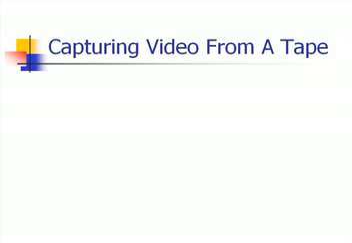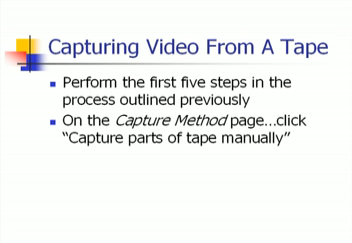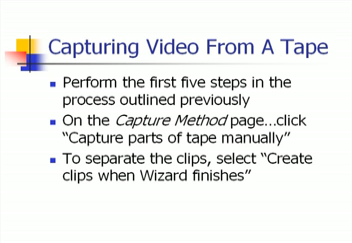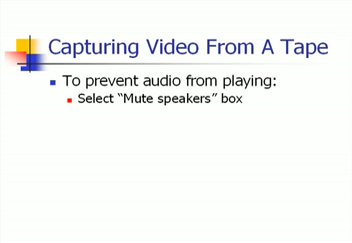If you want to capture just parts of a video from a tape, rather than the entire video, perform the first 5 steps in the preceding procedure, and then the following steps. First, on the Capture Method page, click Capture Parts of the Tape Manually. To separate the video into smaller clips, select the Create Clips When Wizard Finishes checkbox.